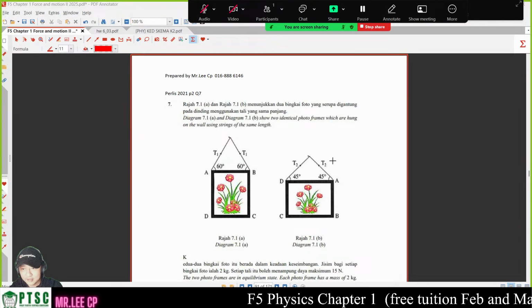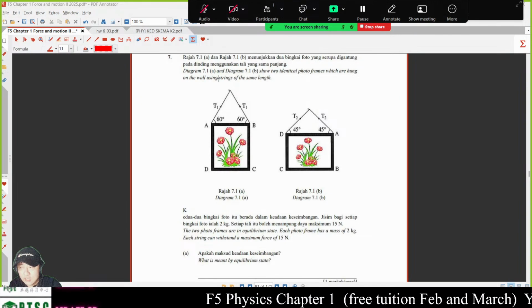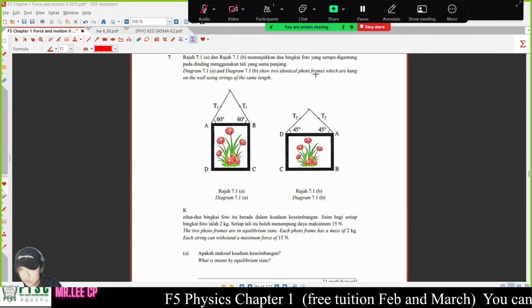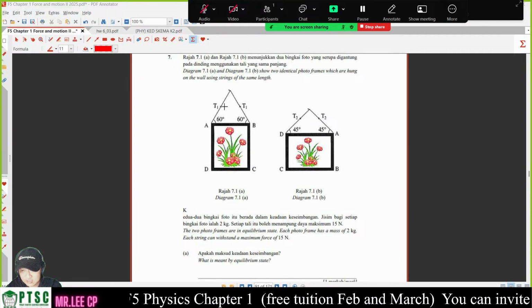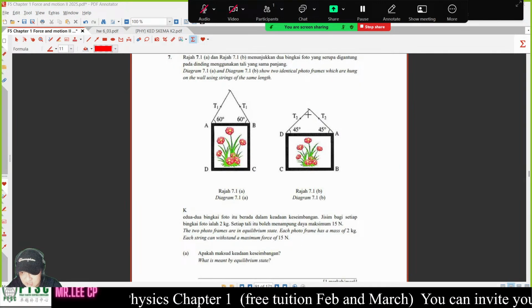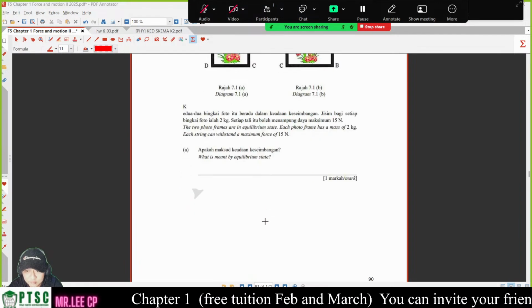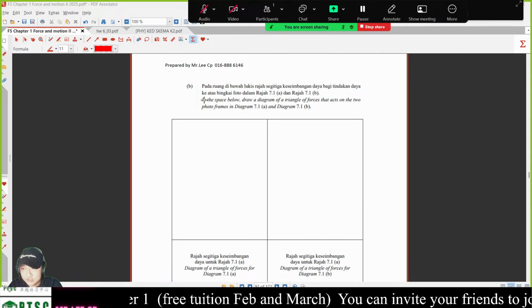Okay, so we continue. Diagram 7.1a and b shows two identical photo frames hanging on the wall with the same length, right? So this one is 60, this one is 45. So what is meant by equilibrium? Equilibrium, you know. This kind of question I want to do.